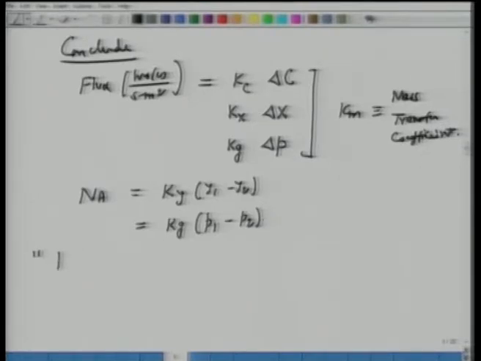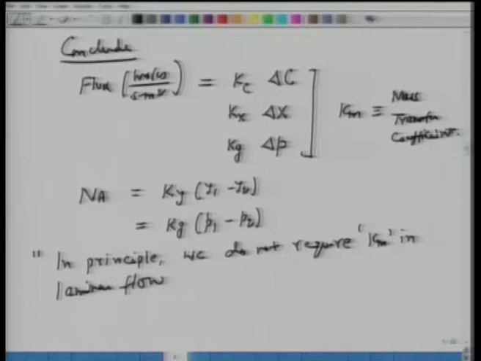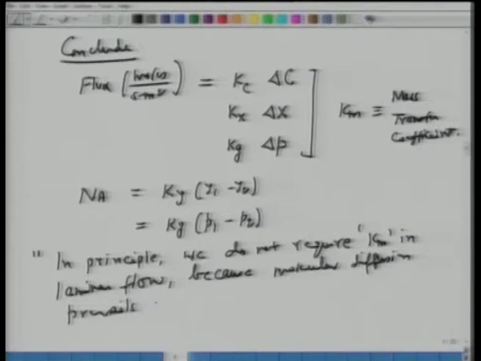And let's write down here that in principle we do not require the mass transfer coefficient Km in laminar flow. Why? Because laminar flow is well defined. It's a flow we have seen in the case of a tube. We have analytical Navier-Stokes solutions, v equals v max into 1 minus r square over R square. So in those cases where the velocity profiles are well known, there is no need to define Km to calculate molar diffusion flux. We do not require Km in laminar flow because molecular diffusion prevails in such flow.